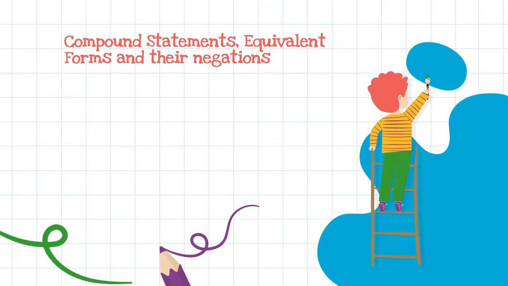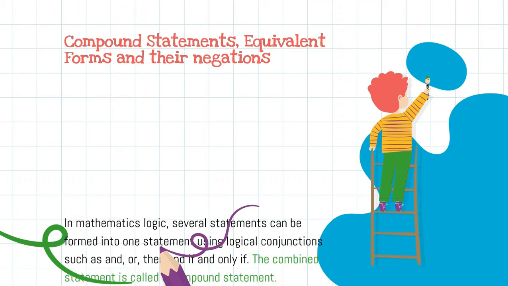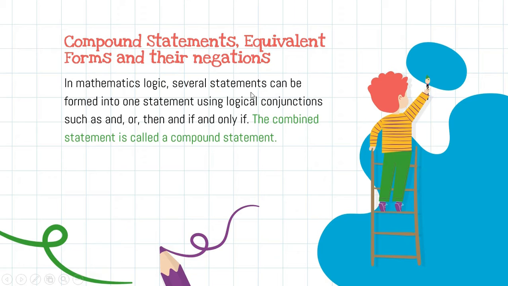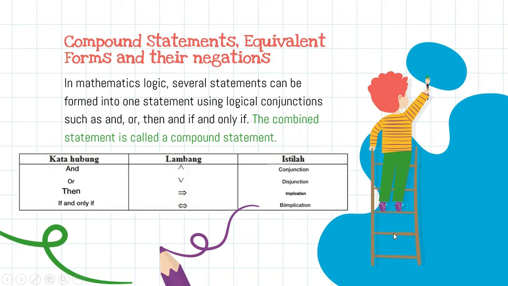Next, about compound statements, equivalent forms, and their negations. In mathematics logic, several statements can be formed into one statement using logical connectives such as and, or, then, and if and only if. The combined statement is called a compound statement. In mathematics logic, these connectives each have their own symbol and terms. You can see this table. I'm sorry because it is still in bahasa.